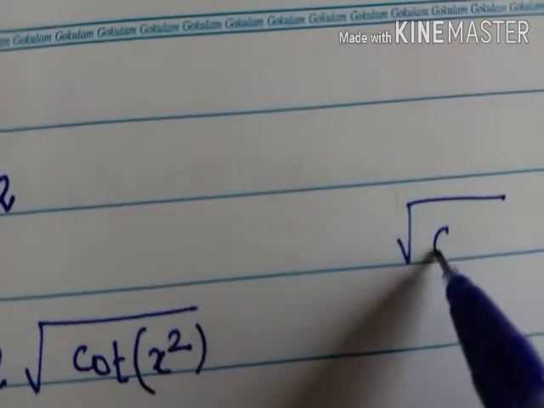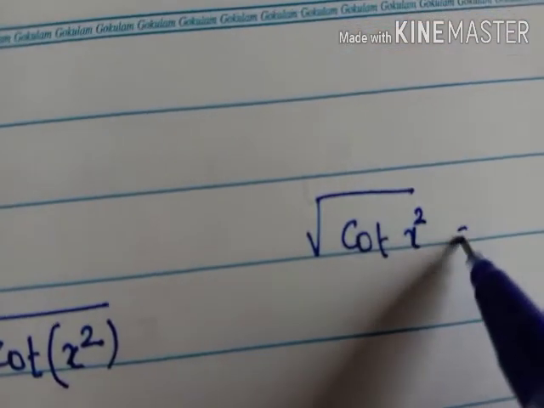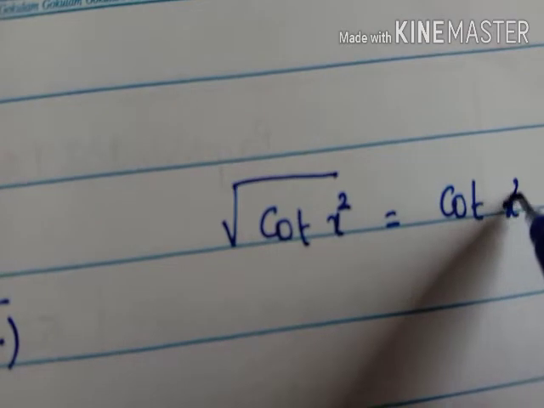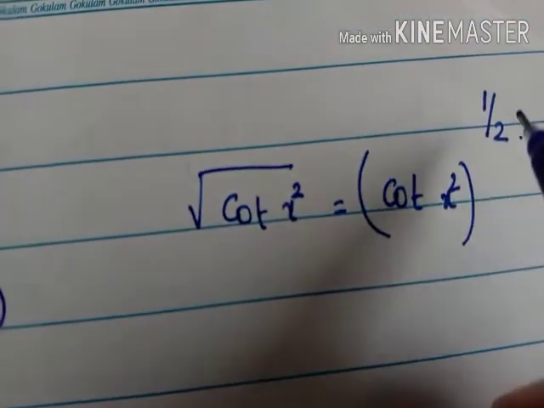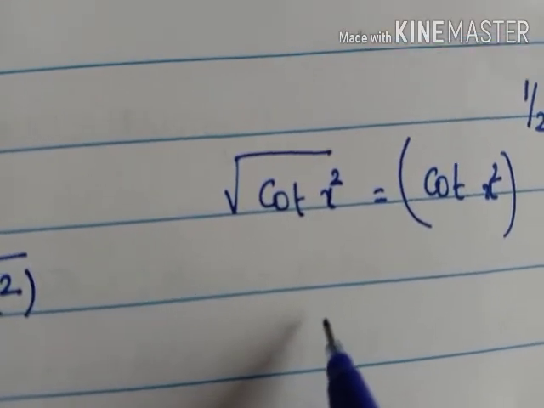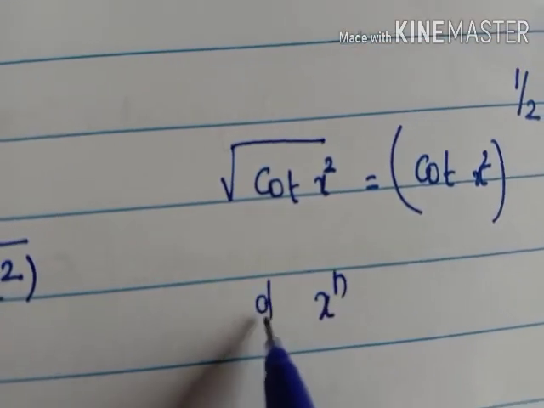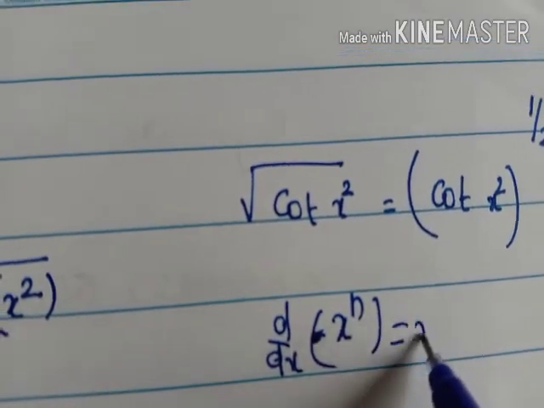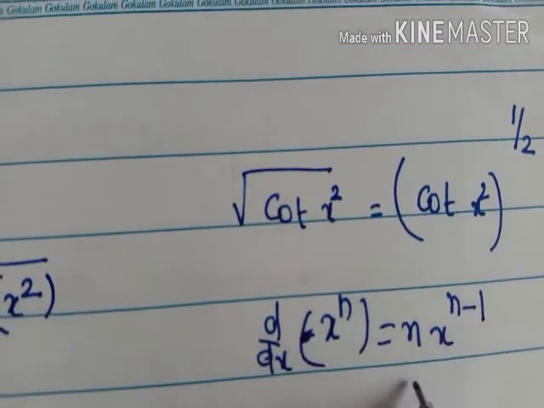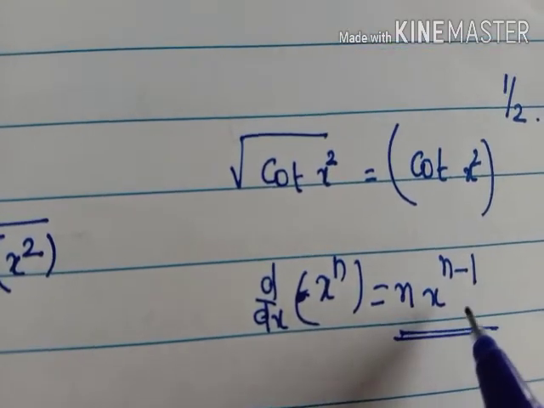Listen, root of cot x square can be written as cot x square the whole raised to 1 by 2. So what is the derivative of x raised to n? Formula: derivative of x raised to n is n x raised to n minus 1.